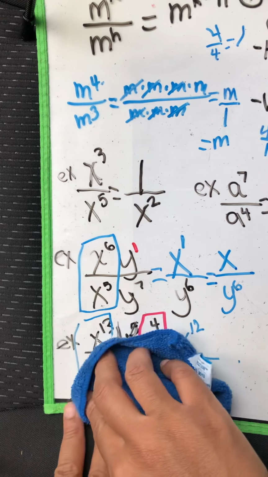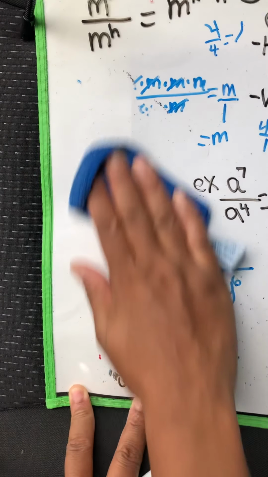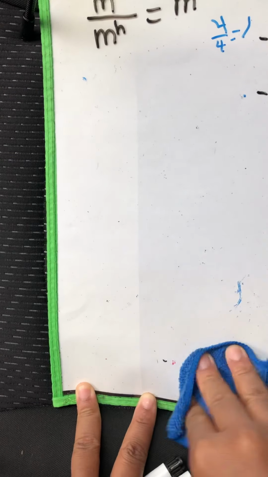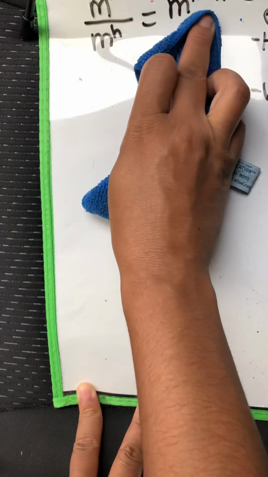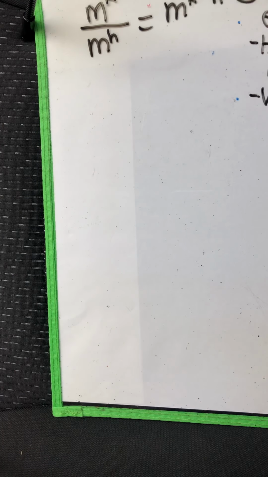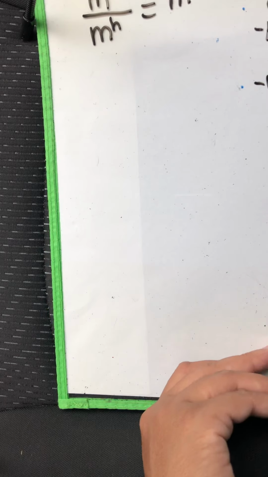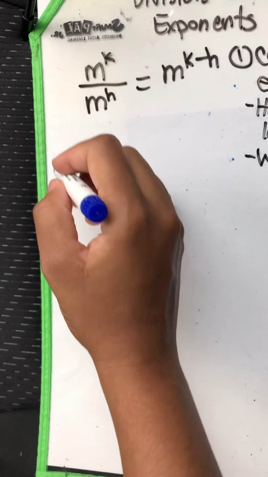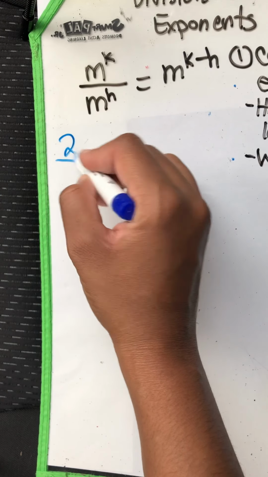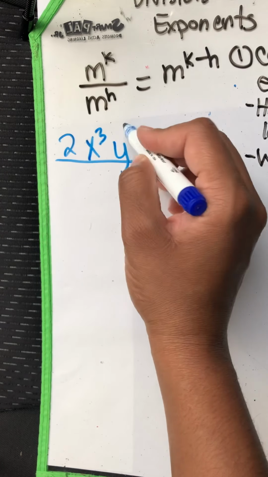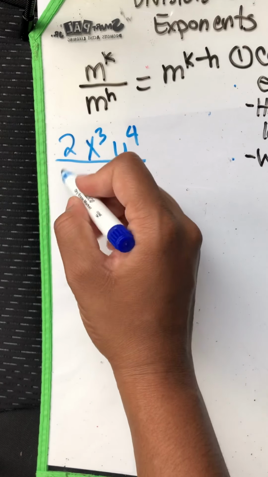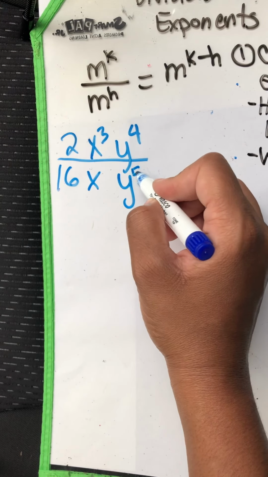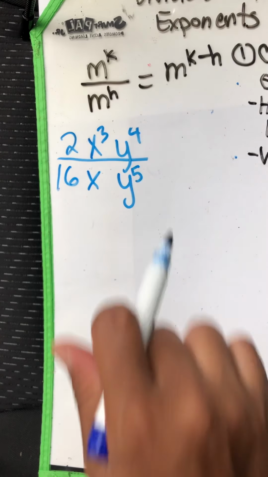Now, on the next example, I'm going to add coefficients. Remember, coefficients are big numbers up front. And I want to stress that the law that I just taught you in this video is an exponent law, which means you cannot use that law on big numbers. So I am going to do a 2x to the 3rd, y to the 4th over a 16x, y to the 5th. Okay.